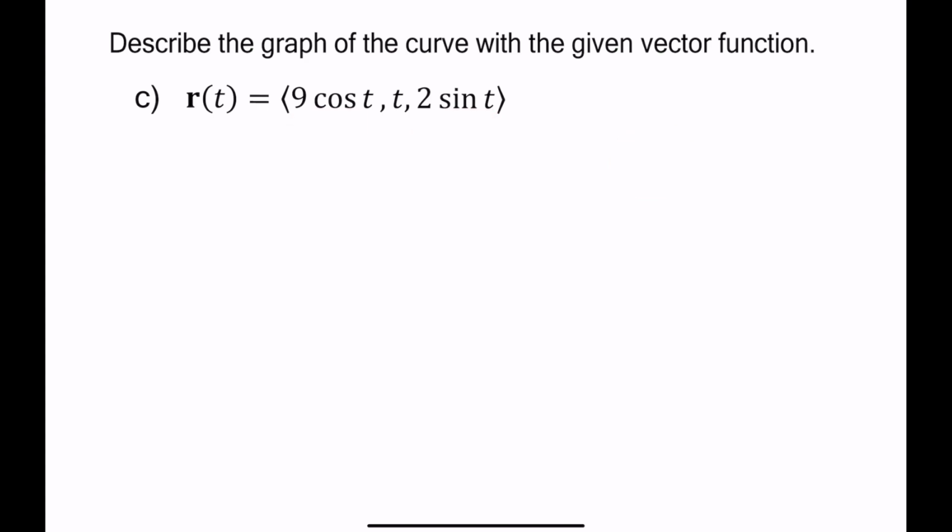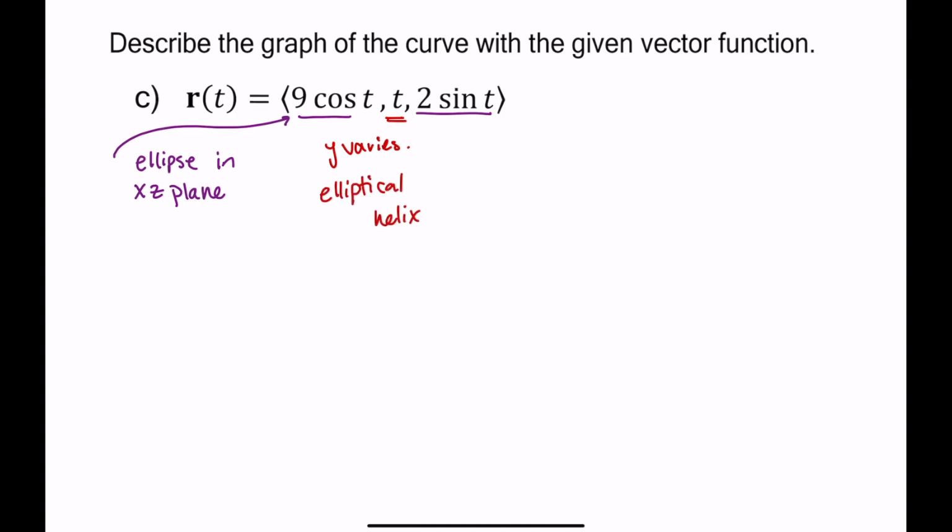What this tells me, since these values are not the same, is that I have an ellipse, and I have an ellipse in the xz plane. That's what these tell me. And notice that y varies. So this is actually an elliptic helix. So let's get a basic idea of what this looks like on the three-dimensional coordinate system.